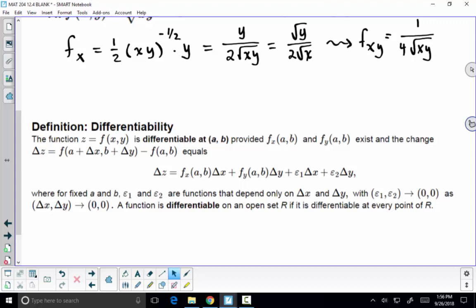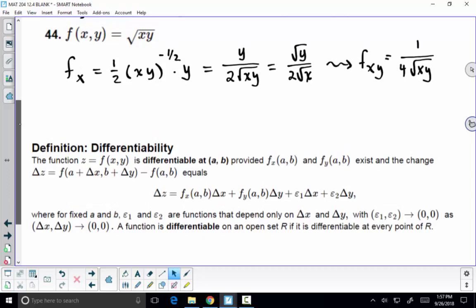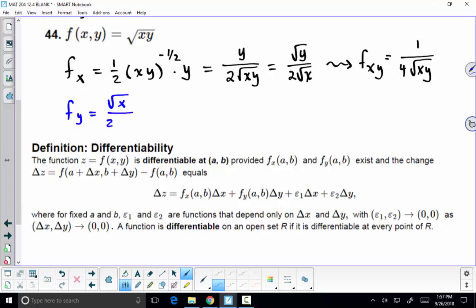All right, let's take a look at f sub y. It's going to be identical, right? Because the inside has got so much symmetry to it, f sub y is going to end up being this, which you can convince yourself of.